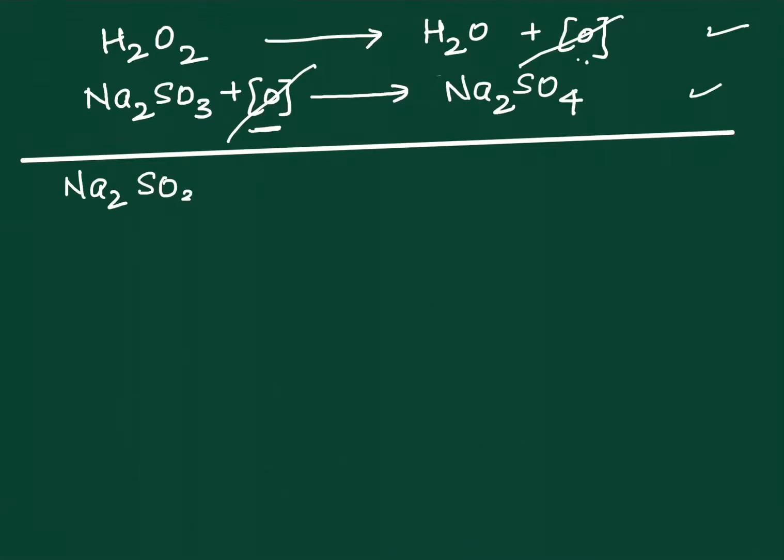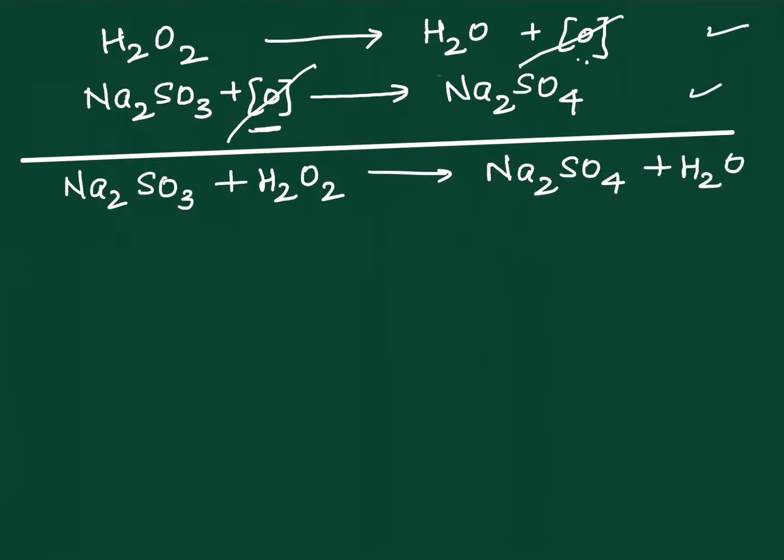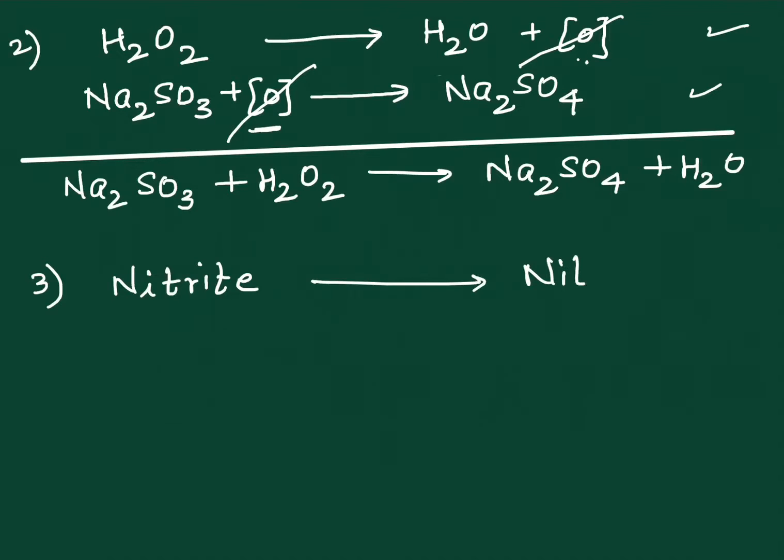Na2SO3 plus H2O2 gives you Na2SO4 plus H2O. Easy. Okay, try one more. Try the conversion of a nitrite to a nitrate. Try writing the reaction yourself.